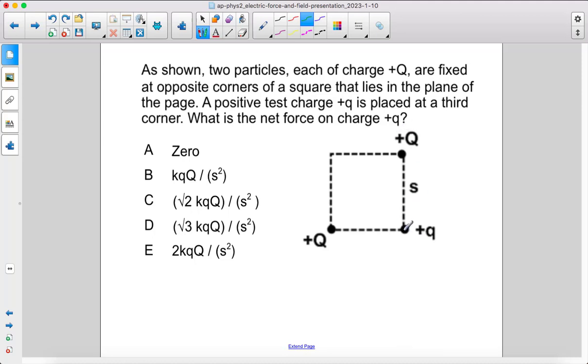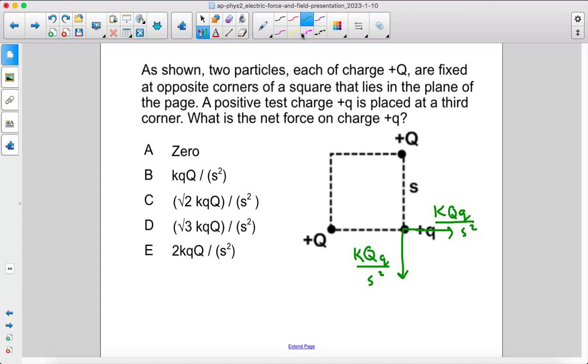All right, so we have a force this way due to this charge up here, and we have a force this way due to that charge. What's the length of that vector? Well, we use Coulomb's law to find the magnitude of the force. So that would be K times big Q times little q over S squared, because S is the distance between them. That is also the length of this vector over here, K, big Q, little q over S squared.